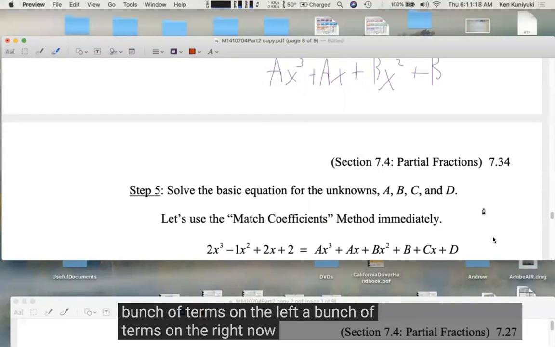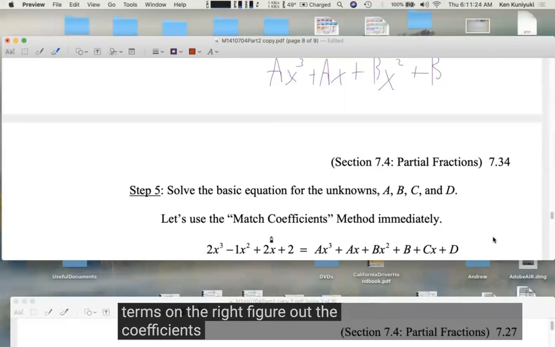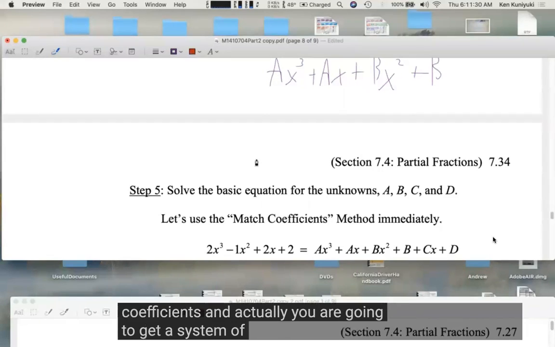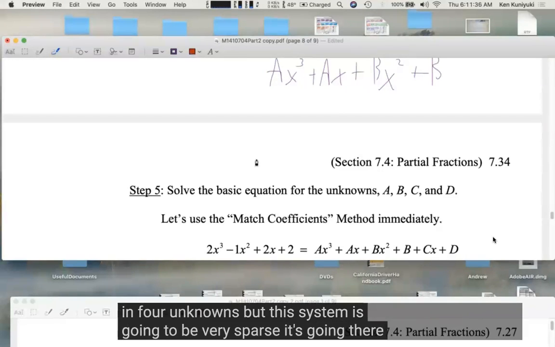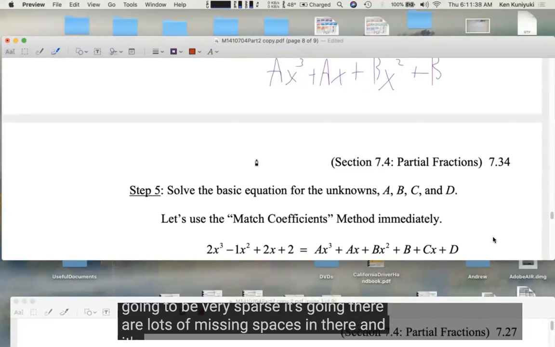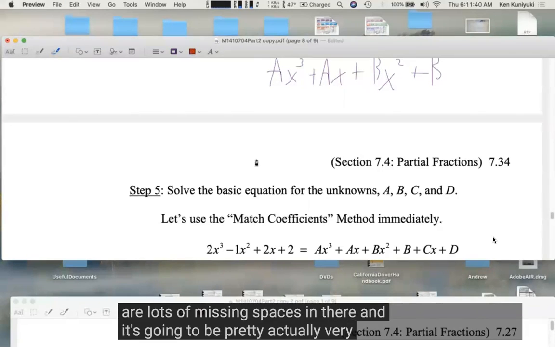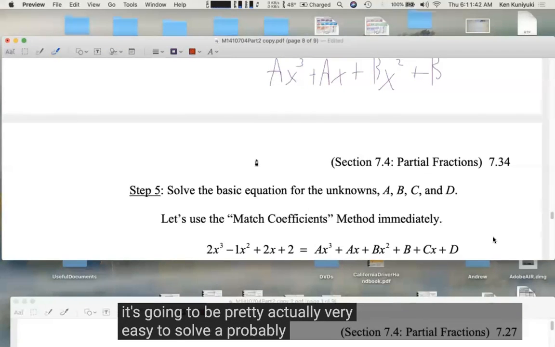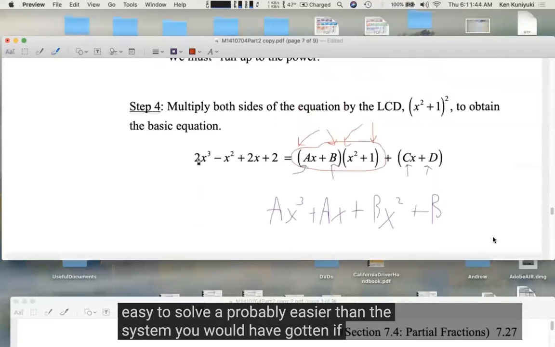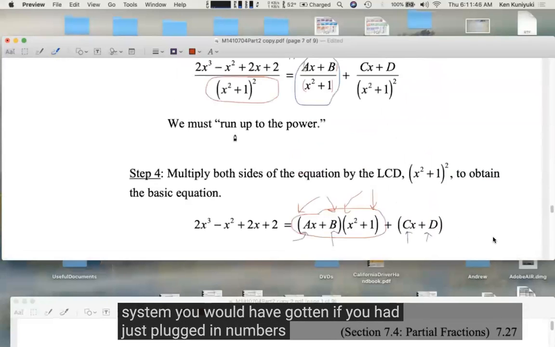Now, combine like terms on the right, figure out the coefficients on the left, match the coefficients, and actually you are going to get a system of 4 linear equations in 4 unknowns, but this system is going to be very sparse. There are lots of missing spaces in there, and it's going to be actually very easy to solve. Probably easier than the system you would have gotten if you had just plugged in numbers.